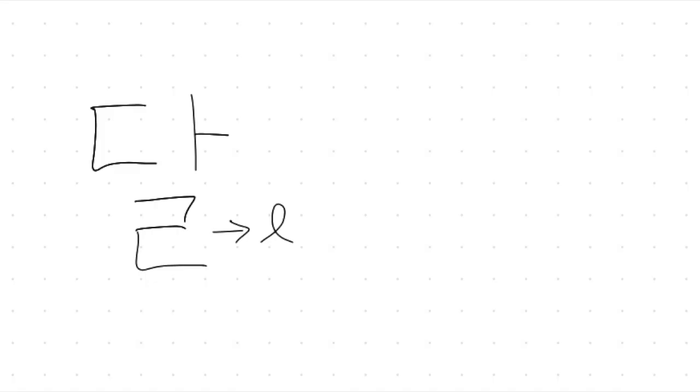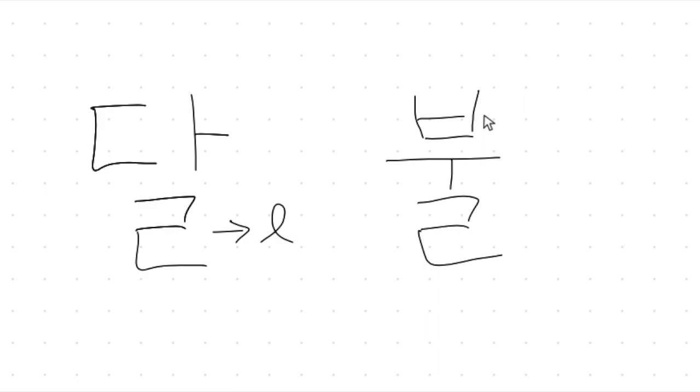So this syllable becomes 달. 달. It means moon. So next one, liur as a final consonant, L sound. 불. So 불, fire, and light. Okay.